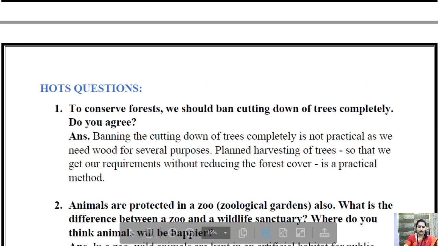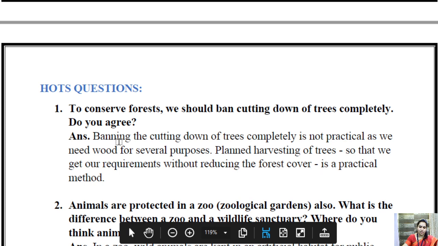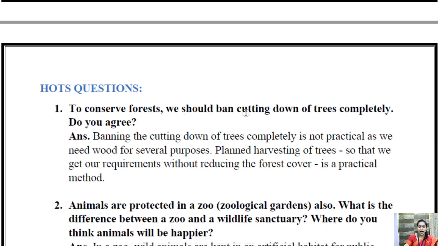So they are a bit interesting. Let's see. Question number 1. To conserve forest, we should ban cutting down of trees completely. Do you agree? Yes, children. Is it practically possible to completely ban the cutting of trees? Now suppose the cutting of trees is completely banned, what will happen?